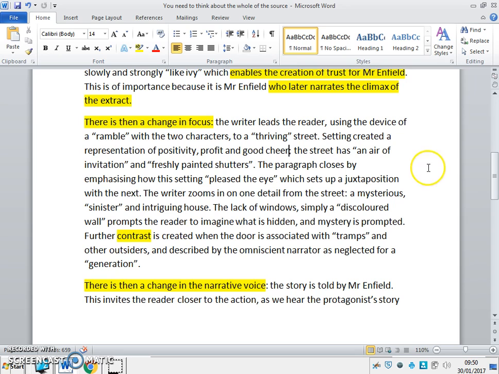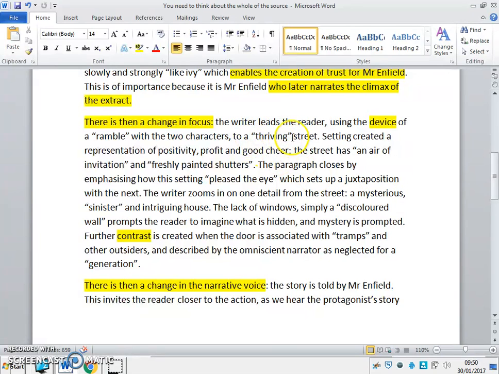The writer leads the reader using the device of a ramble with the two characters to a thriving street. So what I've noticed here is that the writer uses the fact they're going for a walk to kind of lead us into the new setting. It's a method, it's a device. Yeah? Whenever you see a character getting on any kind of transport or going for a walk, it's leading the reader if you follow them, if you can see what they see. And therefore it's a device. So the writer leads the reader using the device of a ramble with the two characters to a thriving street.